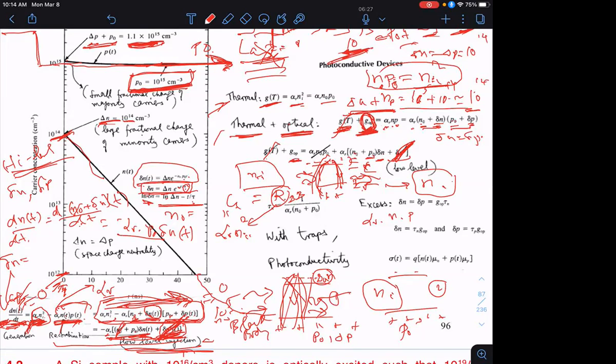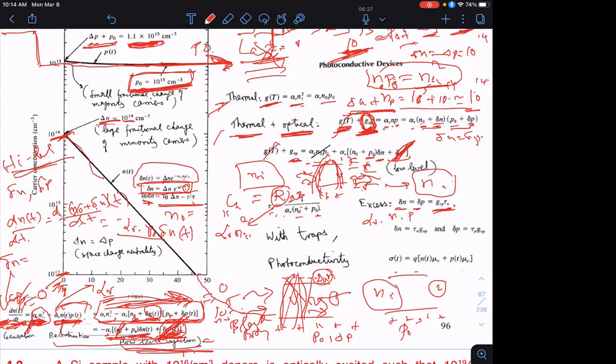Anyway, from this, you can get the excess carrier concentrations, delta n or delta p, which will work out to the optical flux, the optical generation rate, times what's called the generation-recombination lifetime, which can be defined as 1 over alpha r times (n naught plus p naught). And once again, if it's a p-type semiconductor, this can be approximated as simply 1 over alpha r times p naught, because n naught is much smaller than p naught.